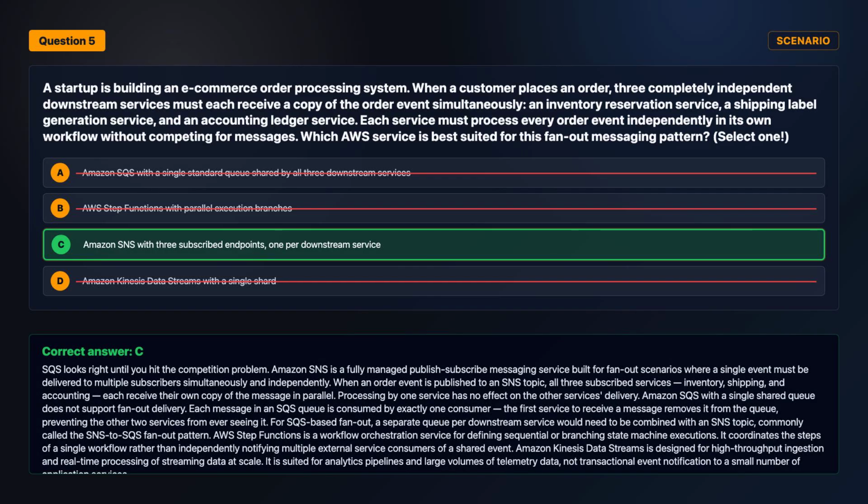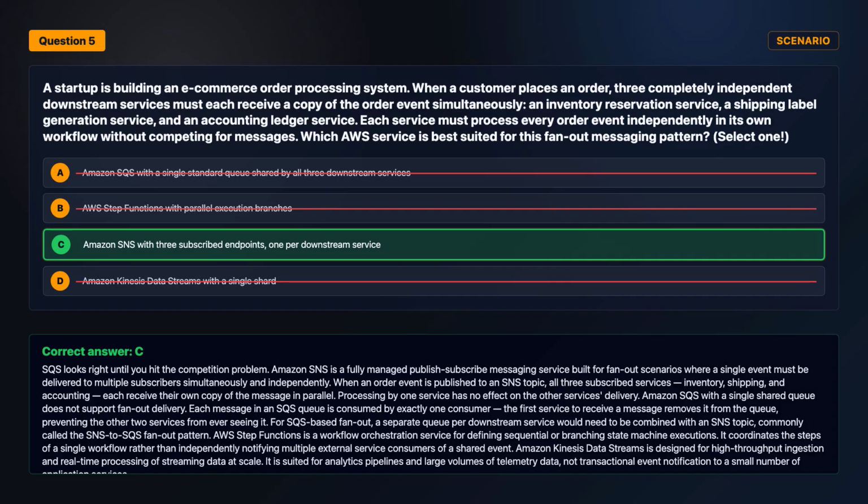The correct answer is option C. SQS looks right until you hit the competition problem. Amazon SNS is a fully managed publish-subscribe messaging service built for fan-out scenarios where a single event must be delivered to multiple subscribers simultaneously and independently. When an order event is published to an SNS topic, all 3 subscribed services, inventory, shipping, and accounting, each receive their own copy of the message in parallel. Processing by one service has no effect on the other service's delivery.